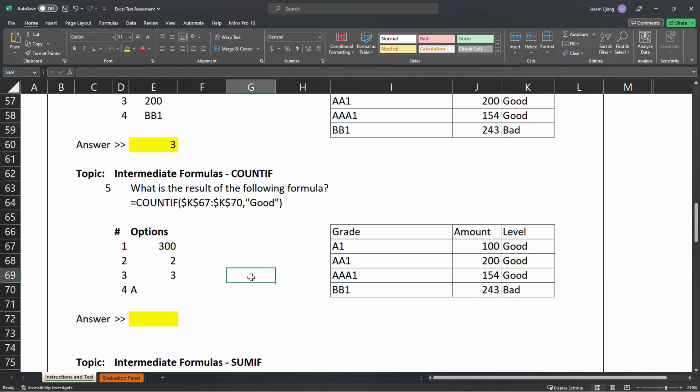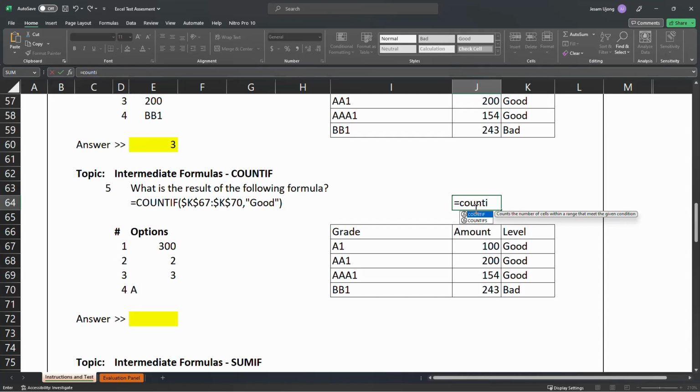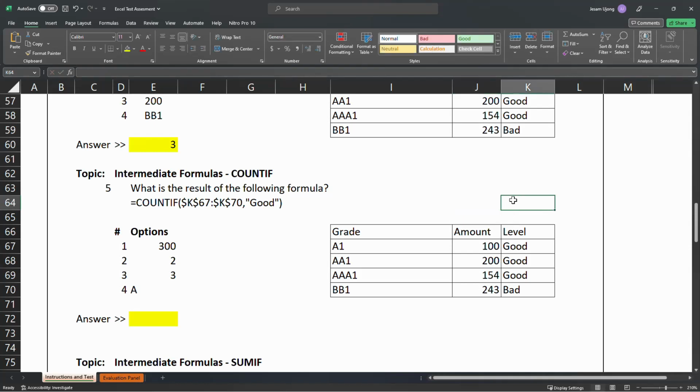I want answers with explanation, not just answers. This is a COUNTIF, so try it out at your end. What is the COUNTIF function used for? What is the mapping? When we go for COUNTIF, we have the range and we have the criteria. So I want that explanation with your answers.